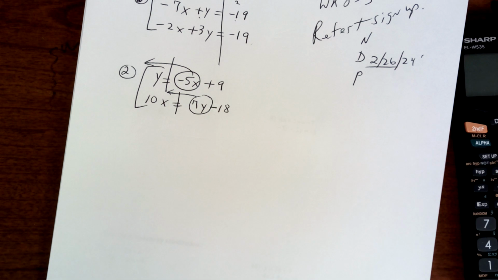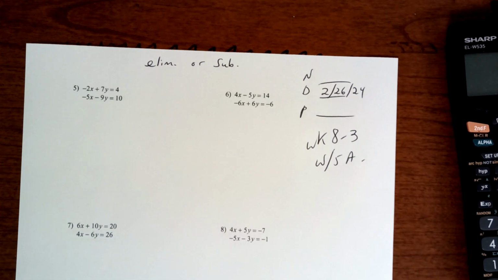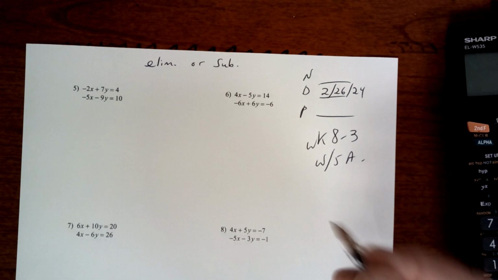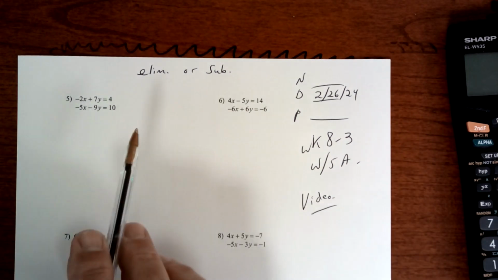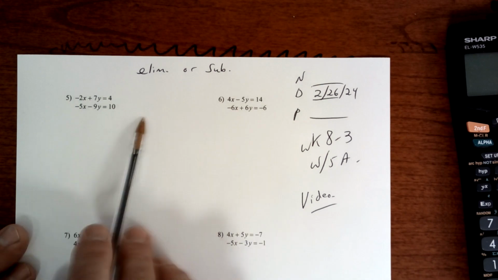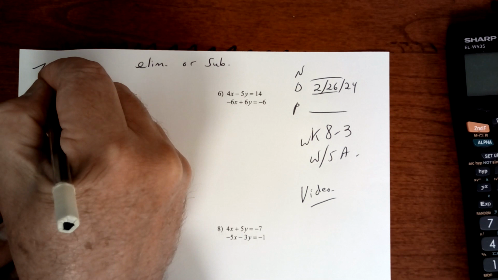Okay? Now, today we're going to watch a video on solving equations with 3 variables. And today you have a worksheet, and the worksheet looks like this. So I'm going to put video at this point. And you might say, well, where's numbers 1 through 4? I skipped those. Okay? So you can draw a broken line right here. And then there they are right there.